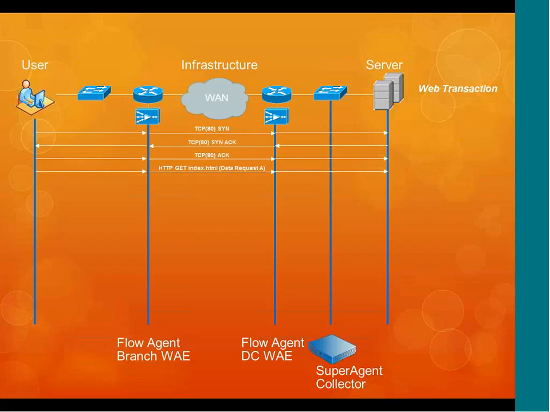The next thing that happens is the user makes a request, and assuming there's no caching going on, the HTTP GET is going to come all the way through. The WAN accelerators start to do their work. They may cache that request so that when it comes in the next time, they don't have to transmit it across the WAN. But that request comes into the server.